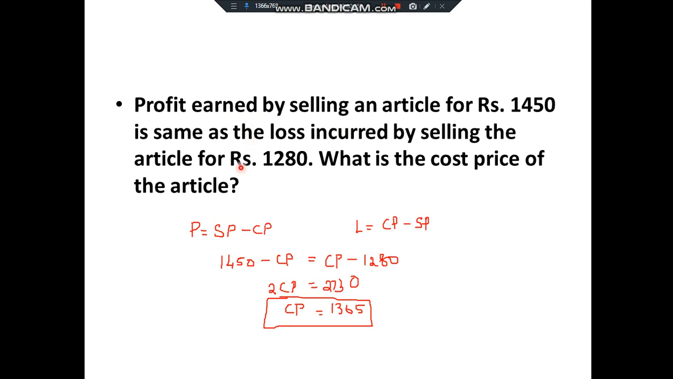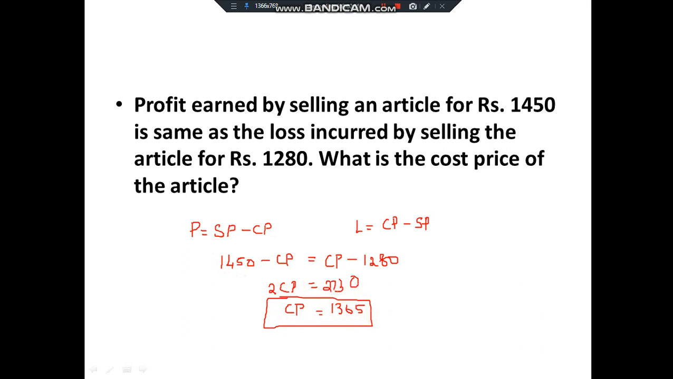See, profit earned by selling an article. Profit is nothing but selling price minus cost price. The selling price is given. It is the same as the loss incurred. So loss is nothing but cost price minus selling price. So you equate both. Here we know both selling prices and we don't know the cost price. So we'll get 2 CP is equal to 2730. So CP is equal to 1365.